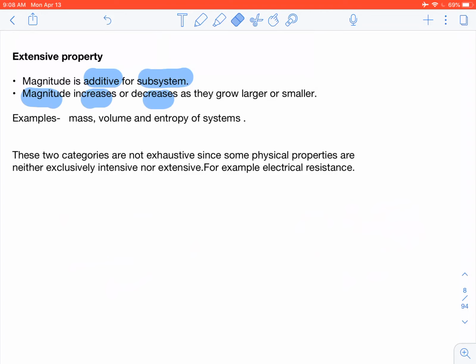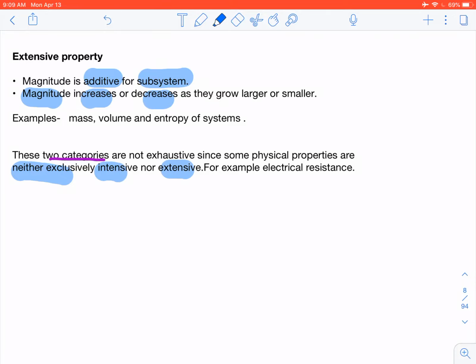And then we also have these two categories. Sometimes these two categories are not exhaustive. What do I mean by that? Some properties are neither exclusively intensive nor extensive.